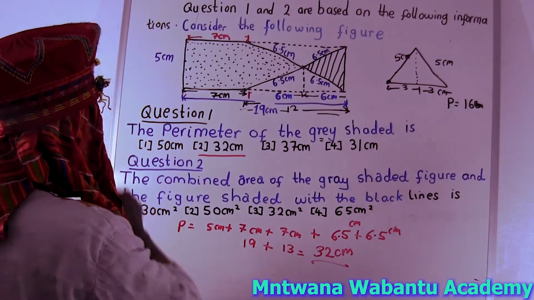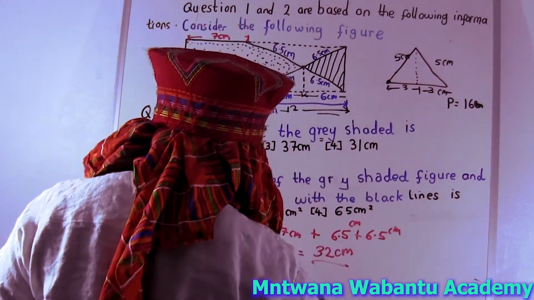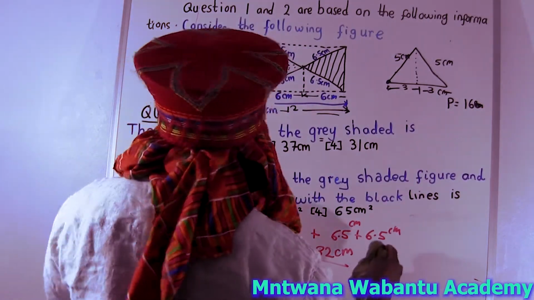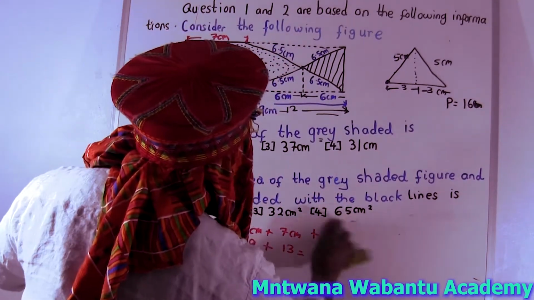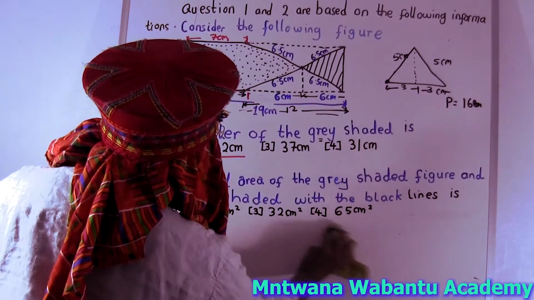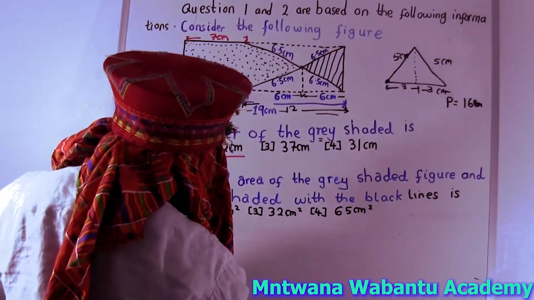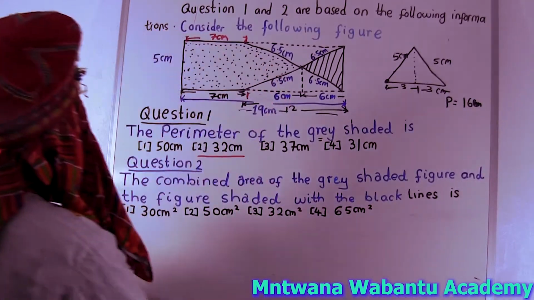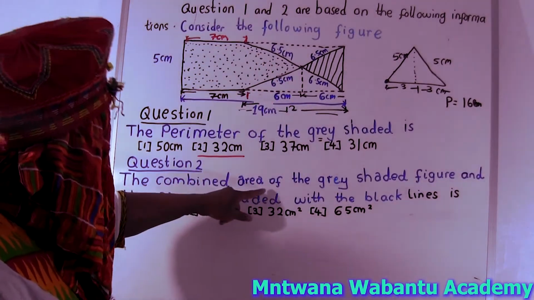This is gray here. Right, gray. Okay, so we don't need this because you know the answer. So now let's go to question number 2. So question number 2, they say a combined area.